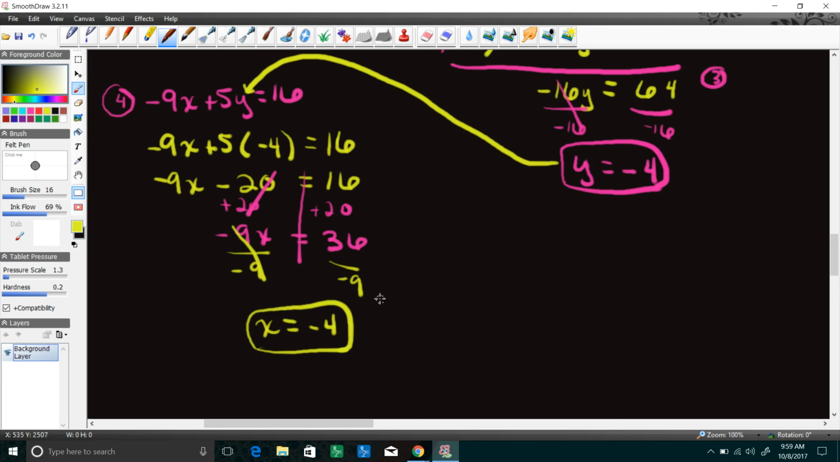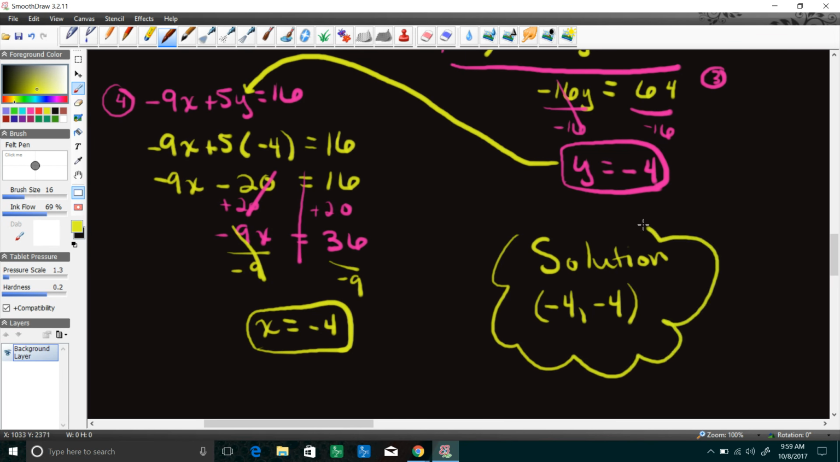And we're pretty much done. So my solution for this system of equations is that x equals negative 4. Remember, we start with x, and y equals negative 4. So in this case, they're both the same number, which happens sometimes. And this, again, represents where the two lines intersect, where they cross, where they share the same values.